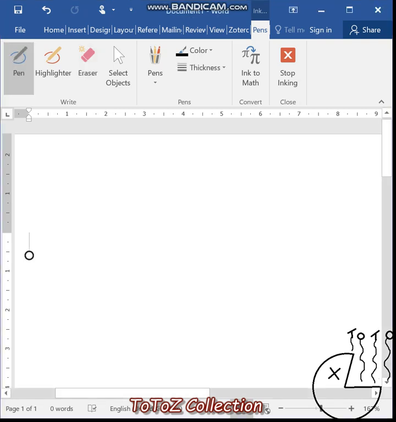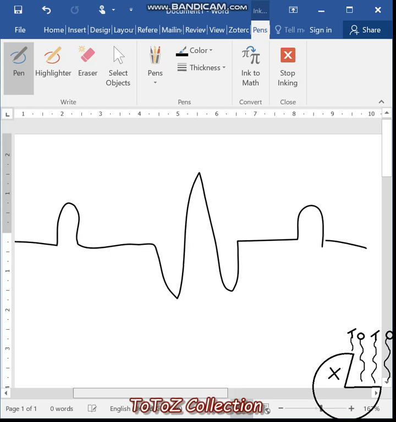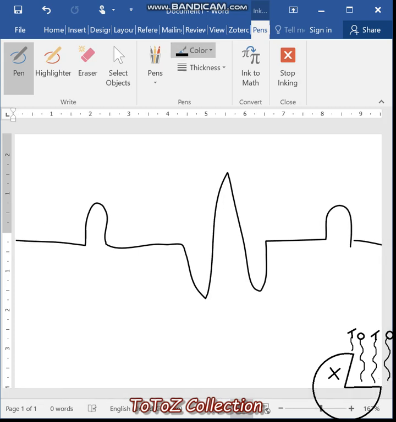Alright, so here we're looking at the PQRST complex. So it must look something like this. Alright, so we have something like that. And then so we said P, we said Q, R, S, T.